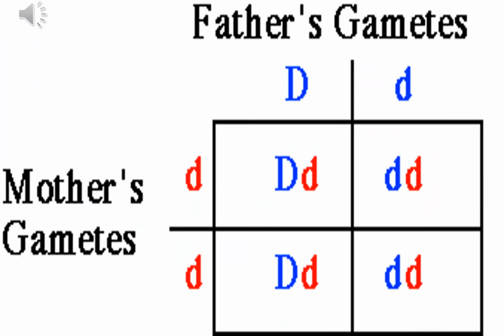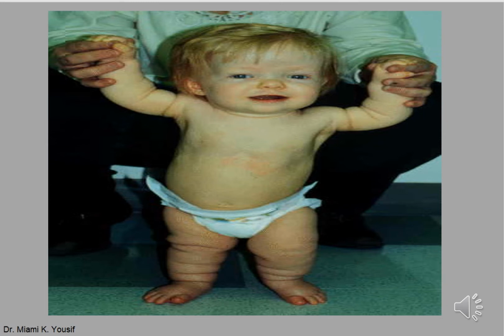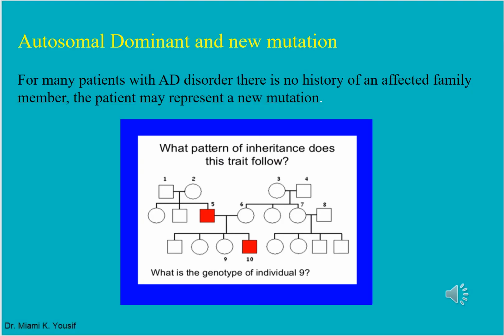This is the recurrence risk in each pregnancy. So there is a 50% chance for the child to be normal and 50% to be affected. This is a case of achondroplasia. The child presented with short stature and short upper and lower limbs, and it is inherited as autosomal dominant.